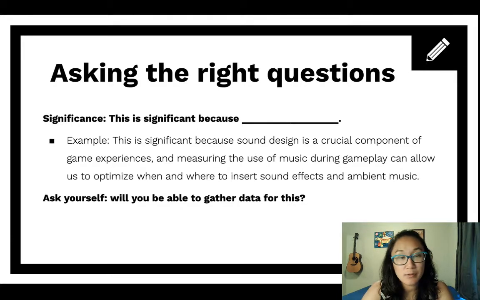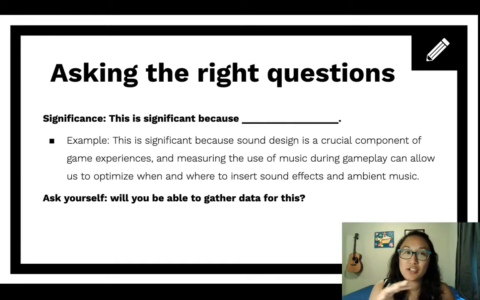So here, my example for this is significant because sound design is a crucial component of game experiences, and measuring the use of music during gameplay can allow us to optimize when and where to insert sounds, especially sound effects and ambient music. From an interactive design perspective, I'm trying to balance out game mechanics, that second or third layer of experience design with sound and reaction, and making the game either more exciting or a little bit more stressful, and then also conveying when someone wins or someone loses.